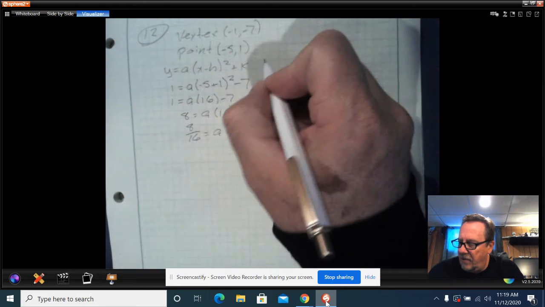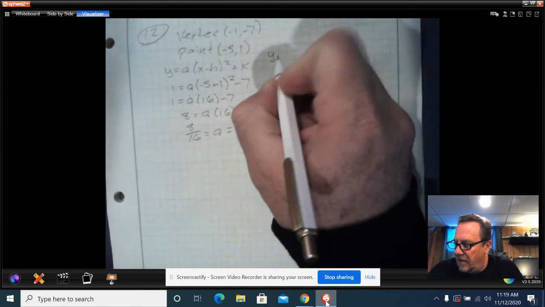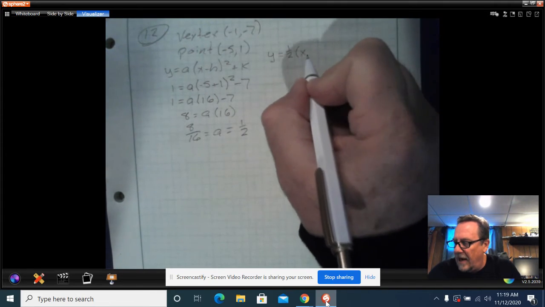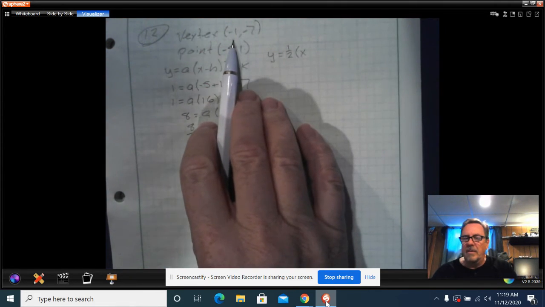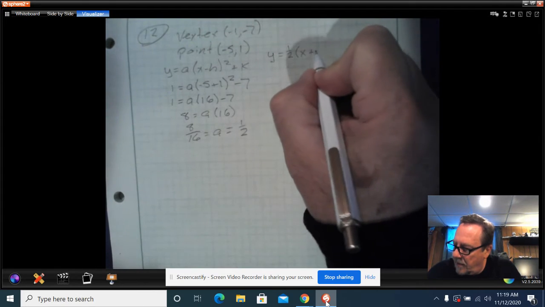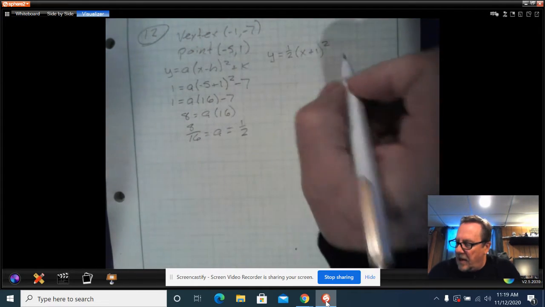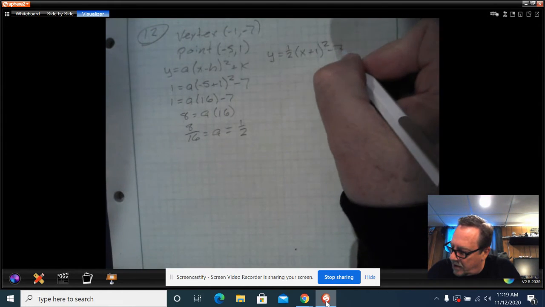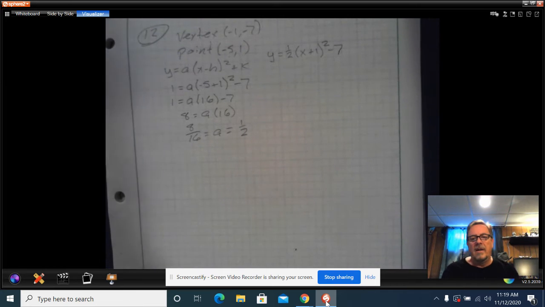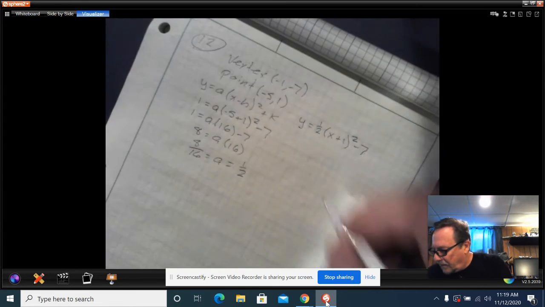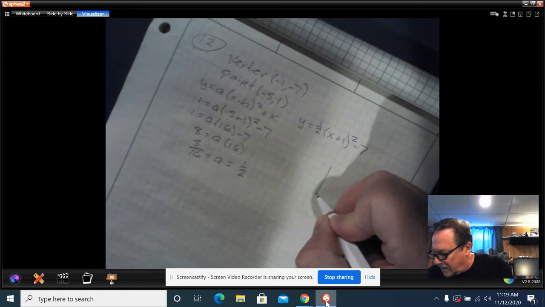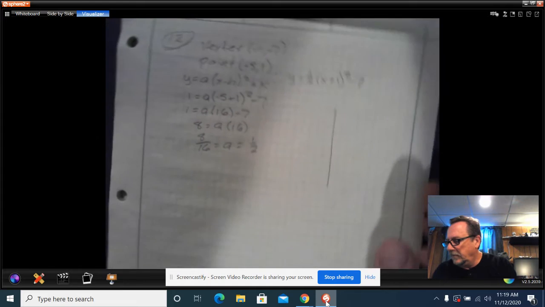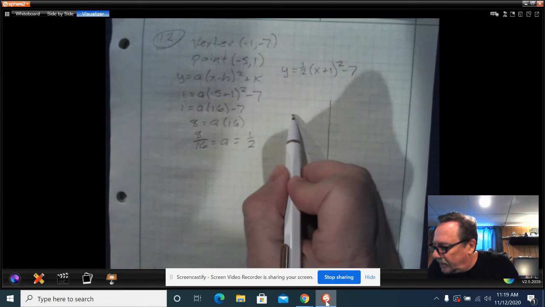So I can write this vertex form as y is equal to 1/2 of x. Let me go back to my vertex. Plus 1 minus 7. Goodness sakes. I'm going to run out of lead before I'm done with this. Minus 7. So I'm going to freehand this just because I'm not going to stop the video to go find a ruler.